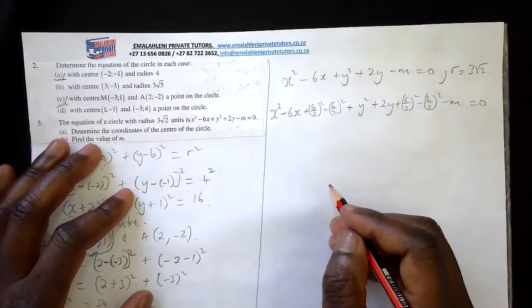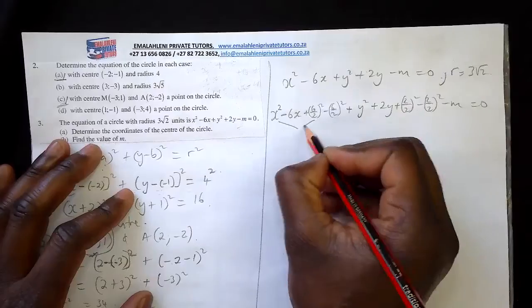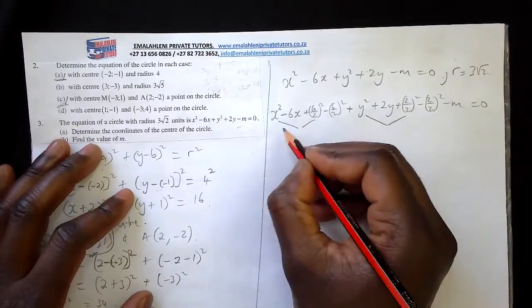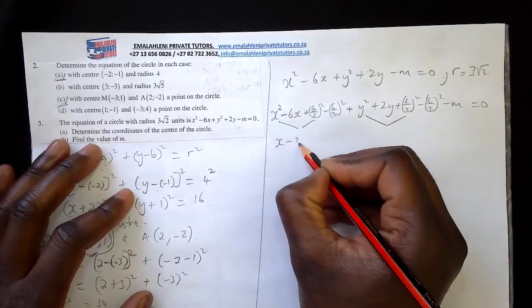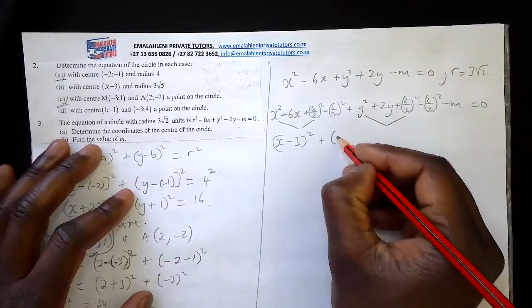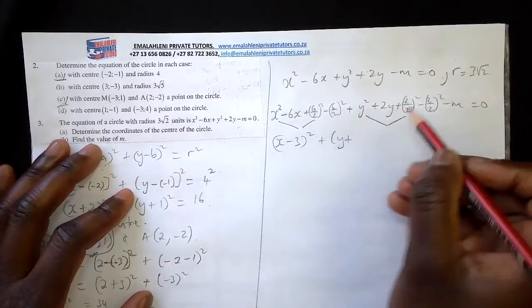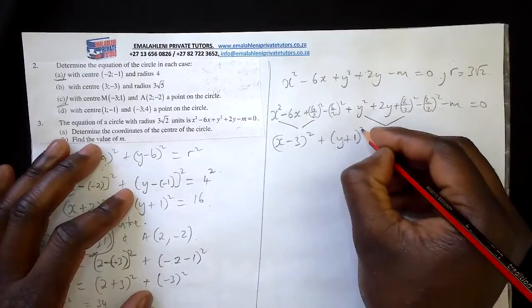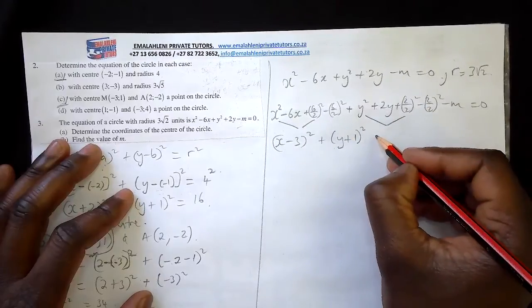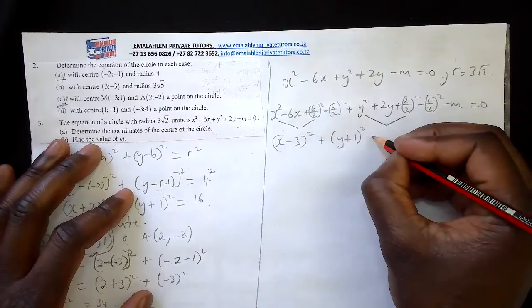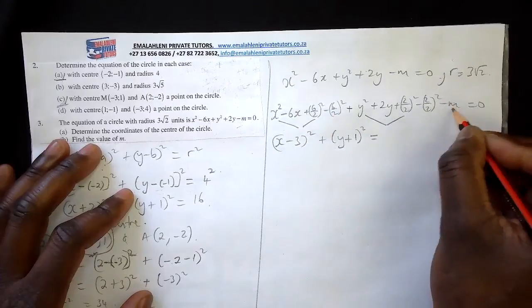That's what we have there. Then what are we going to do? Complete the square. What are we getting here? It's going to be x minus 3 squared. Then we're going to say plus y, because of the plus, we are taking 1 here. 1, 2 over 2 is 1 squared. Then we are going to say is equal to negative m is going to be positive.